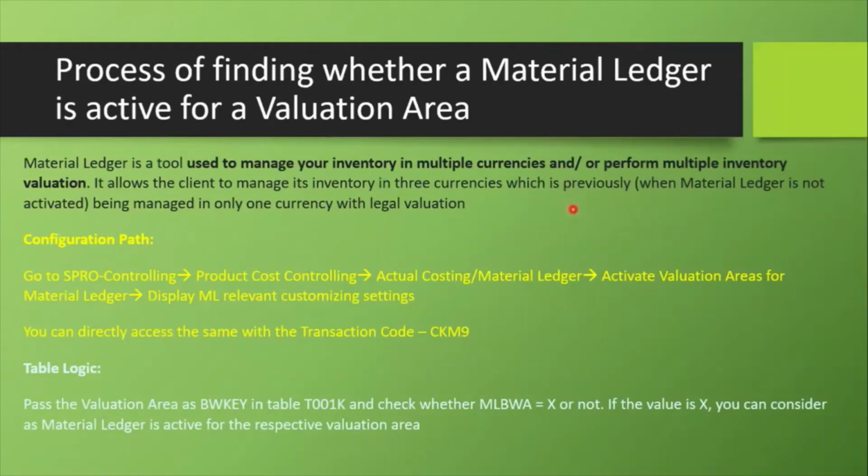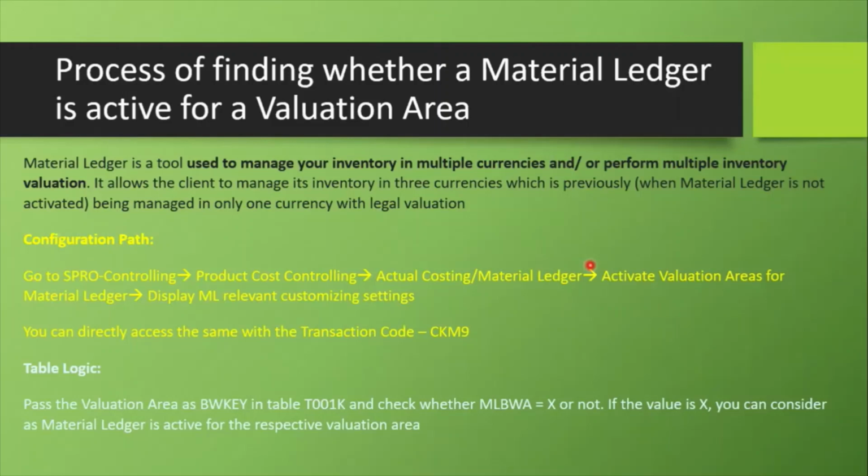I'm just giving one line about the material ledger. Material ledger is a tool used to manage your inventory in multiple currencies and perform multiple inventory valuation. It allows the client to manage its inventory in 3 currencies, which was previously managed in only 1 currency with legal valuation. If material ledger is not activated, the valuation will be maintained in 1 currency. If material ledger is activated, we can maintain it in multiple currencies.